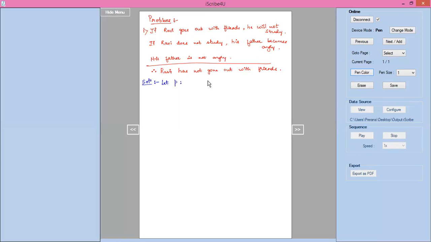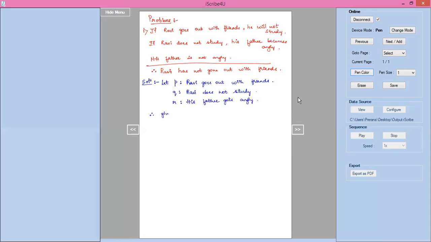Let P be assumed as Ravi goes out with friends. Then let us assume Q as another proposition: Ravi does not study. Then R be the proposition denoted by his father gets angry.